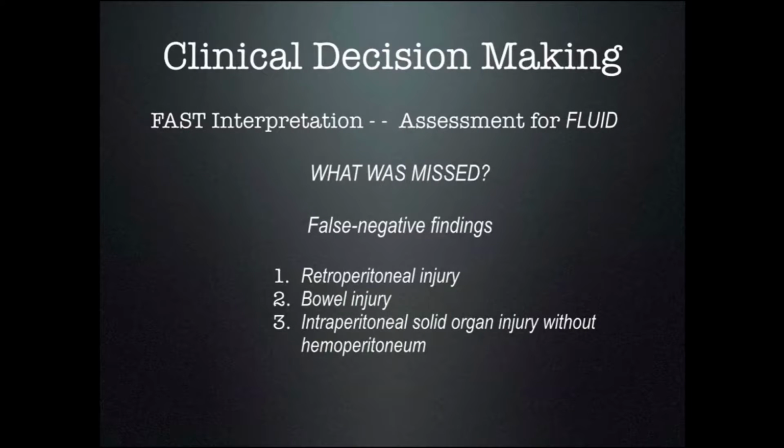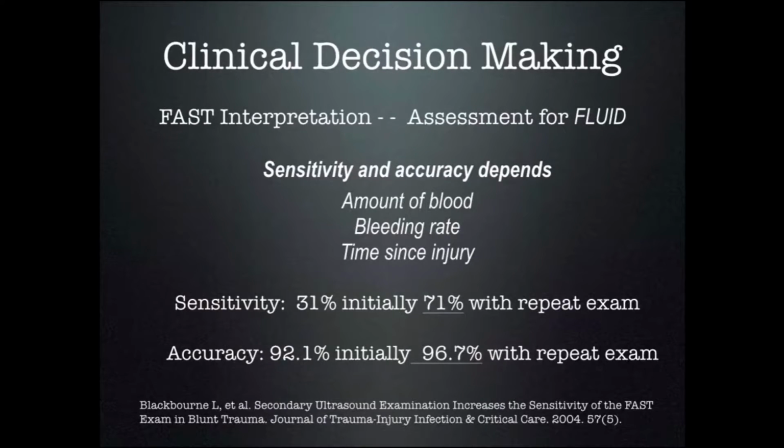The things you missed with the FAST exam were the retroperitoneal injuries, bowel injuries, and intraperitoneal solid organ injuries without hemoperitoneum. The thing is that the sensitivity and accuracy depend on several things. One is the amount of blood present. So the less blood there is, the harder it is to detect, the lower your sensitivity. The bleeding rate, because the amount of blood is dependent on how quick the artery is losing blood, and the time since injury.